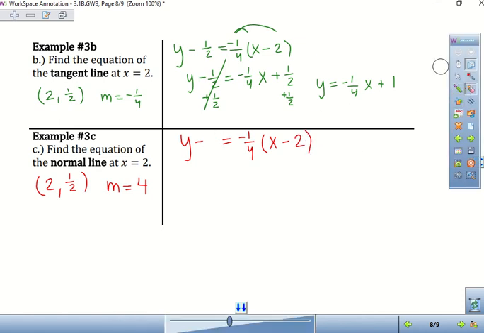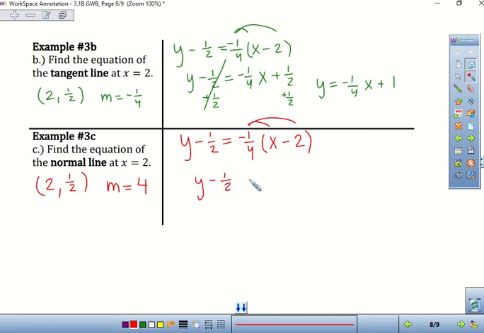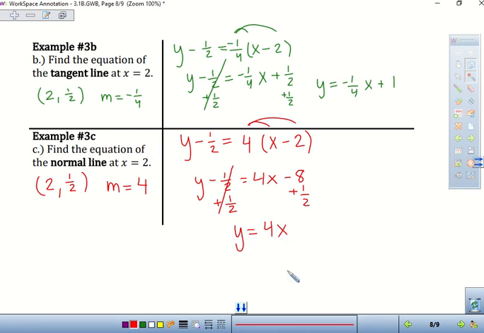I see my mistake. I meant to put 1/2 there. So then I just distribute. Shouldn't it be 4 over 2, not negative 1/4? Oh yeah, the whole thing that we just talked about, yeah. We're just calculating the tangent line again, just for fun. That gives you y equals 4x minus 7.5.